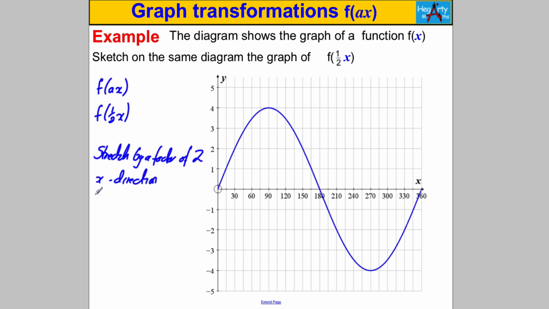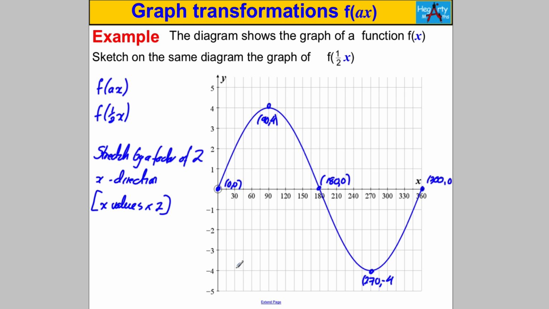So in practice, that means we're going to take all the x values and we're going to double them. Alright, so let's pick some key coordinates. This is 0, 0. Let's take this one here. This is 90 with 4. This one here is 180 with 0. Let's take this one here. This is 270 across 4 down. And this one here is 360 and 0.